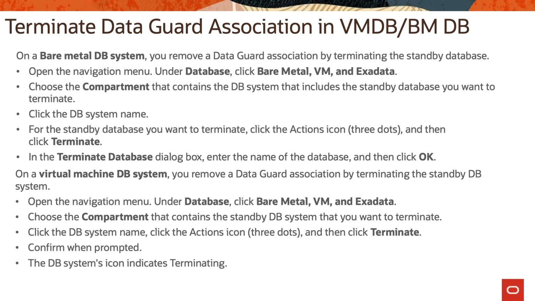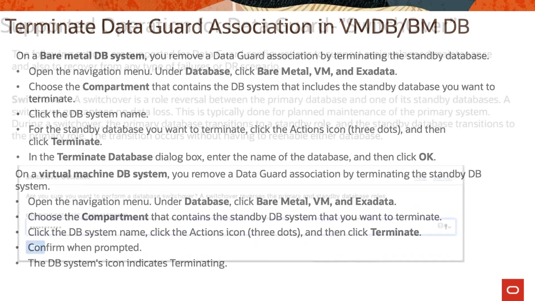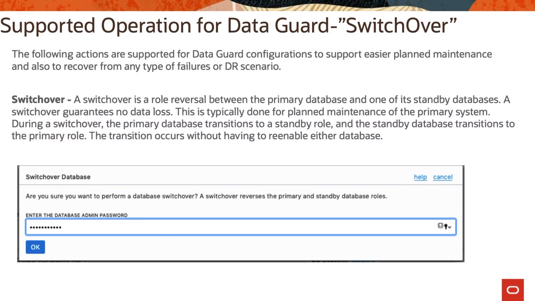On a virtual machine DB system, you remove a DataGuard association by terminating the standby DB system, and the steps are the same: you log in under bare metal VM and Exadata, select the compartment, select the DB system and click on terminate from the action icon. It will ask you to confirm, and then it will show you that the database system is terminating. So we talked about different options which are supported, like switchover and failover, and we'll see how they look in the OCI console.